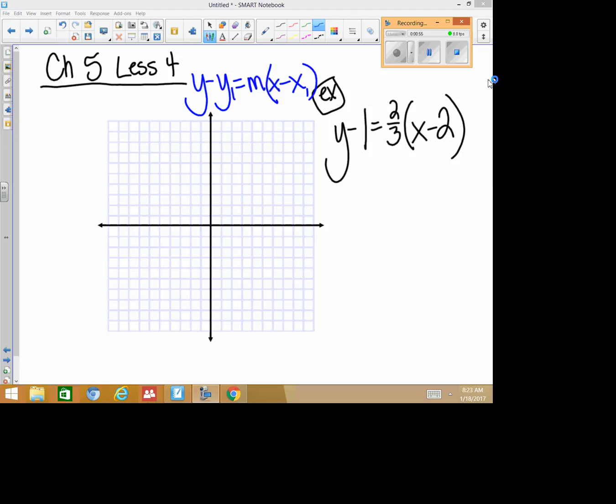Okay. What is the actual point in this equation? The x1 and the y1, right? So what is x1 here in this one? It's just a 2. Since it's x minus x1, x minus 2 is our x1. So next, y minus 1, this is just my y. Okay? So what's the slope then?